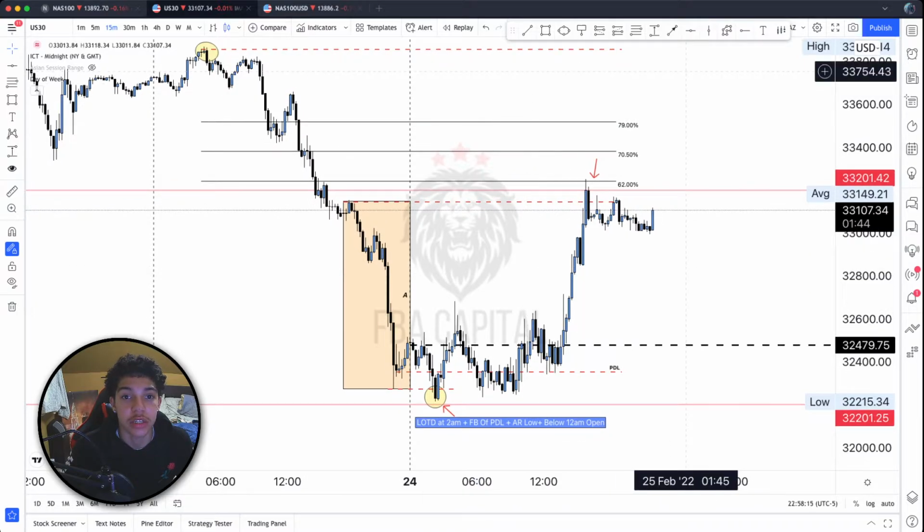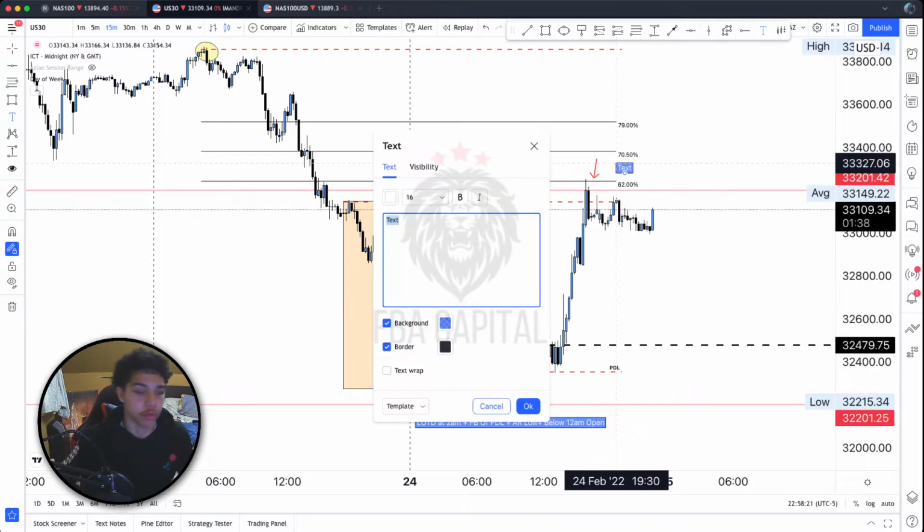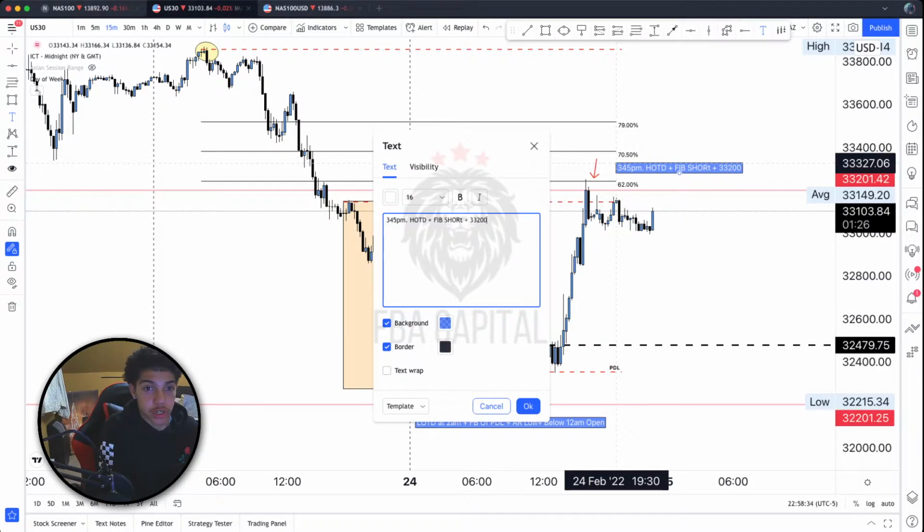So now let's go to this high up here. So we have this high of the day at what time? 15:45, which is about 3:45. So at 3:45 p.m., we have the high of the day. Plus we had the fib short rejection. Plus we had 33,200 rejection. Plus we also had a false break of the Asian range high.